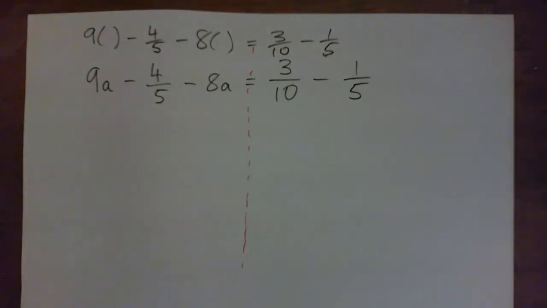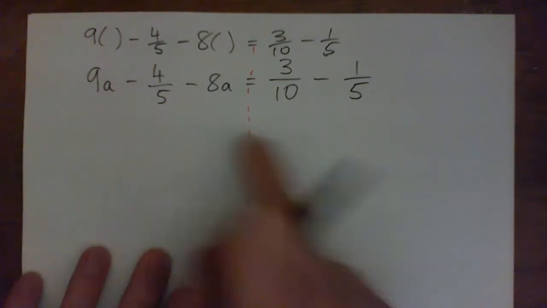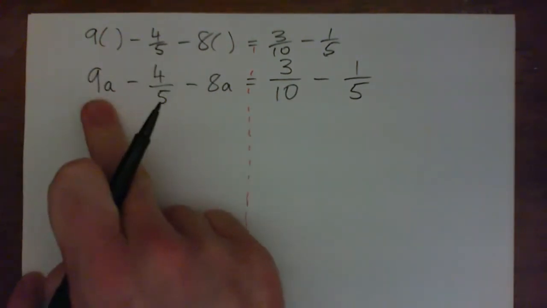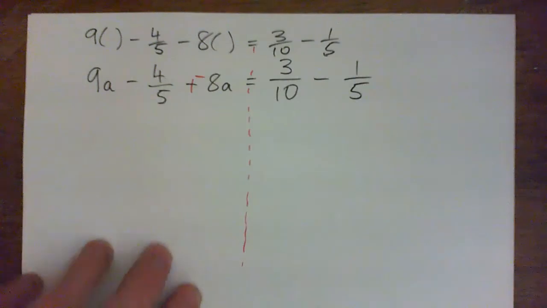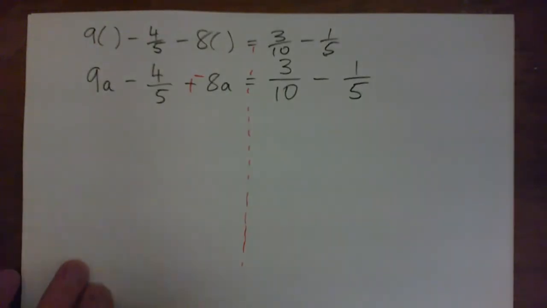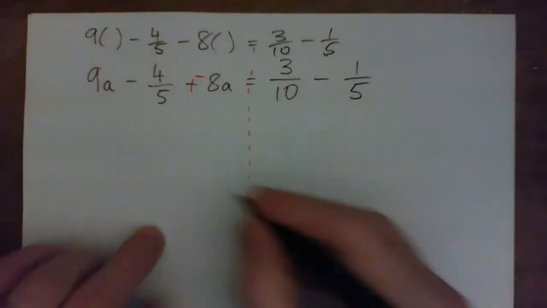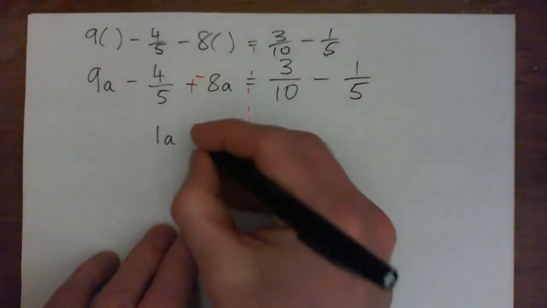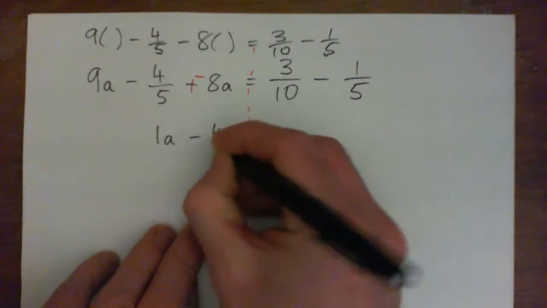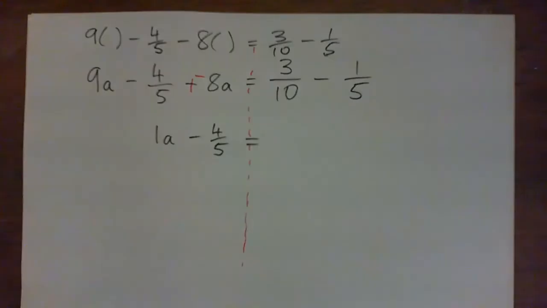So we'll start off by simplifying both sides, and we're going to add like terms, right? I'm looking at the left here, and I've got 9a and negative 8a. It's kind of like 9 apples subtract 8 apples, or plus negative. 9 apples plus negative 8 apples leaves you with 1 apple, or 1a, or just a, right? I'll just write down 1a for fun. And then we have negative 4/5.